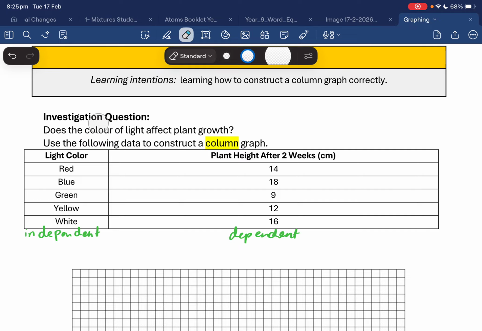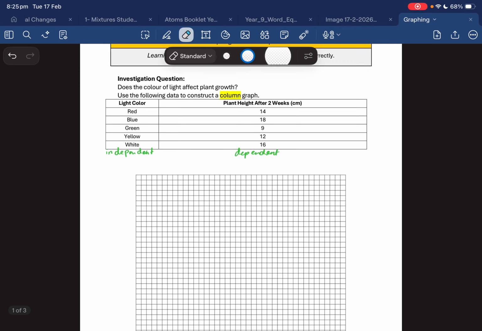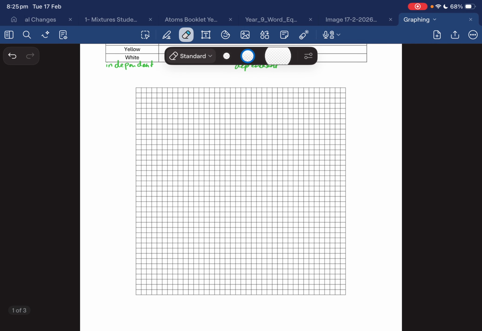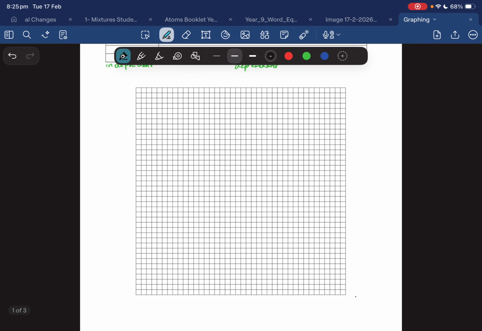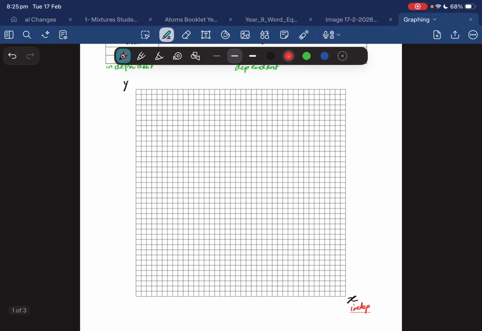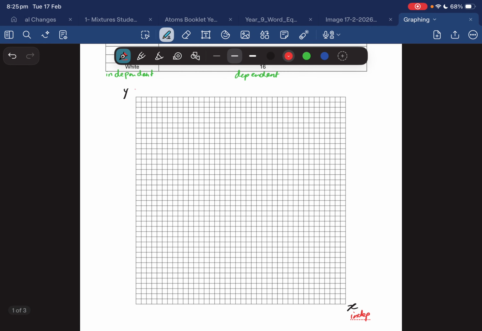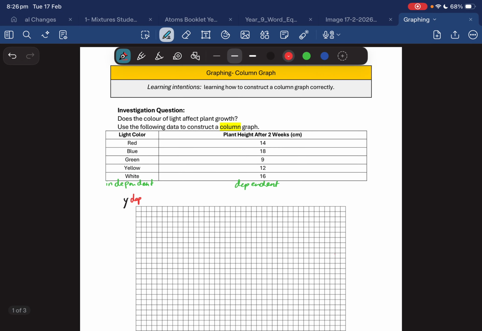Now, you've identified your independent and dependent variable. Easy days. Going down to the graph, we know that this is our x-axis, and we know this is our y-axis. So the horizontal one is the x-axis, and the vertical one is the y-axis. Well, our horizontal is always going to represent our independent variable. And our y-axis is always going to represent our dependent variable. So in that case, I can now put my axis titles.